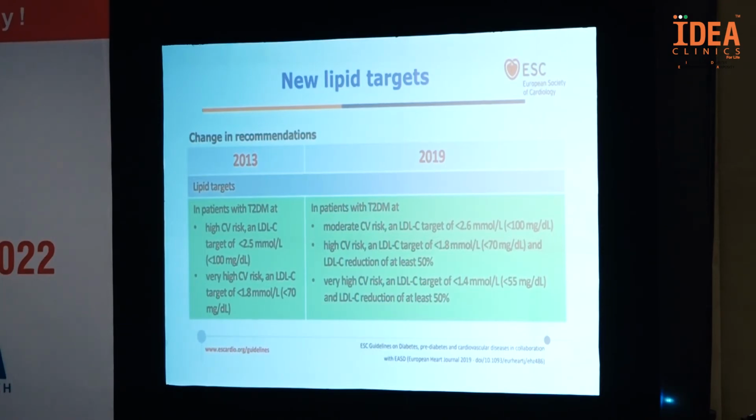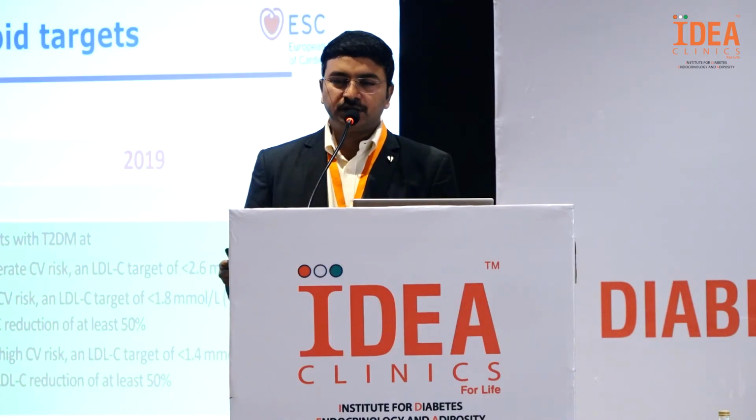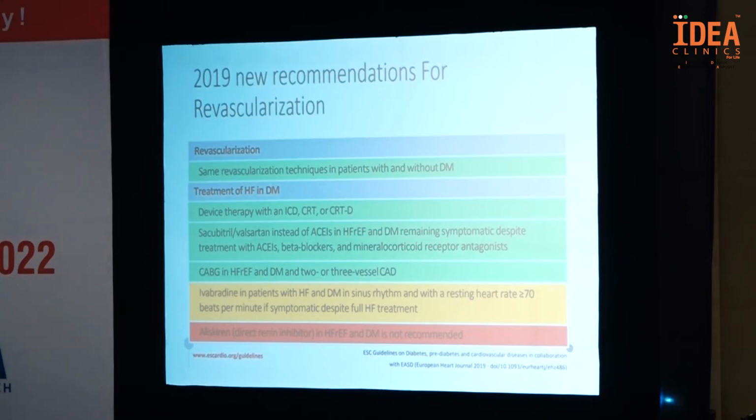And similarly for cholesterol levels, if the person comes under the very high risk category and already has atherosclerotic cardiovascular disease, you need to maintain LDL below 55. And if the person is high risk, with diabetes and other risk factors like hypertension or microalbuminuria, you need to maintain LDL cholesterol below 100.